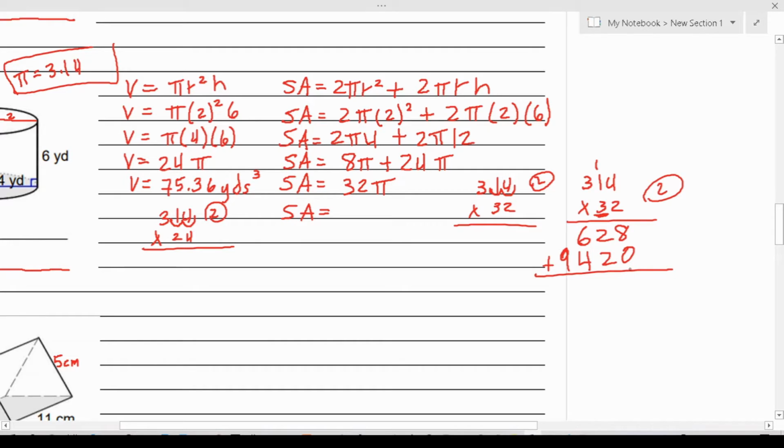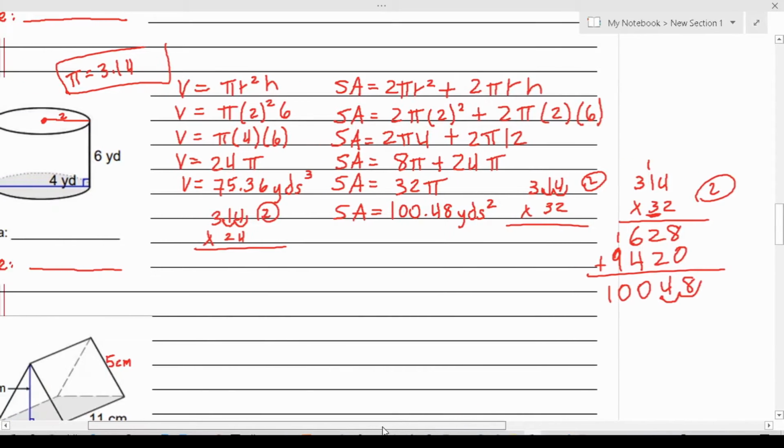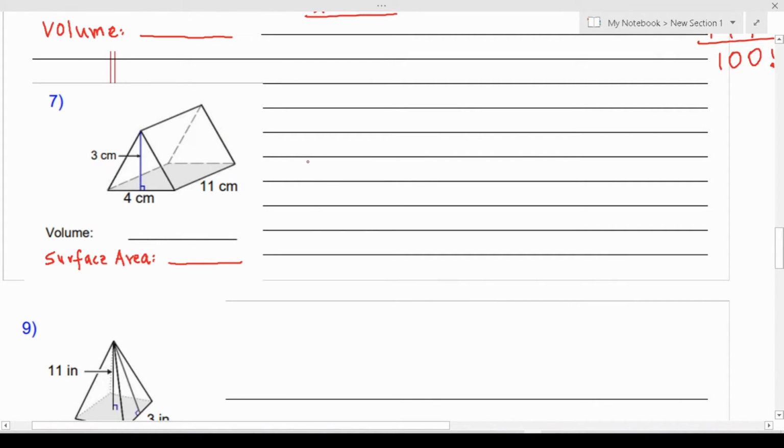Let's add. 0 plus 8 is 8. 2 plus 2 is 4. 6 plus 4 is 10. Carry 1. 9 plus 1 is 10. Shift your 2 decimals in. 1, 2. So we can see the surface area of this cylinder is approximately 100.48 yards squared. And I say approximately, again, because we approximated pi to be 3.14. Okay, so that was that one. For number 7, you can see we have to find the surface area and volume of this isosceles triangular prism.